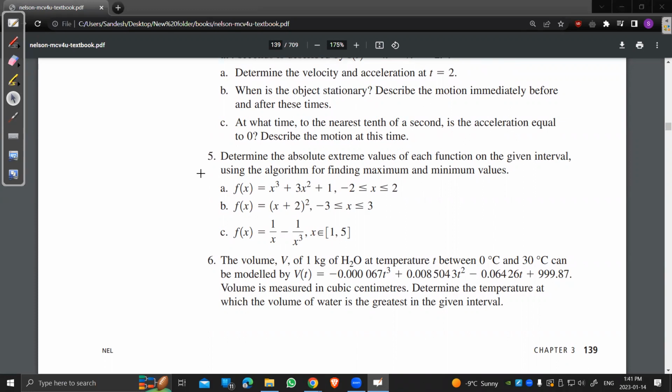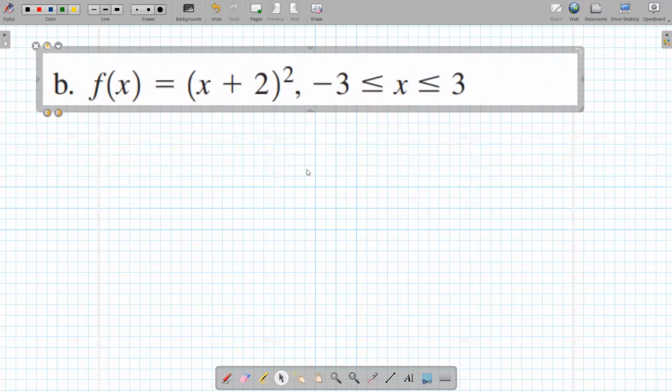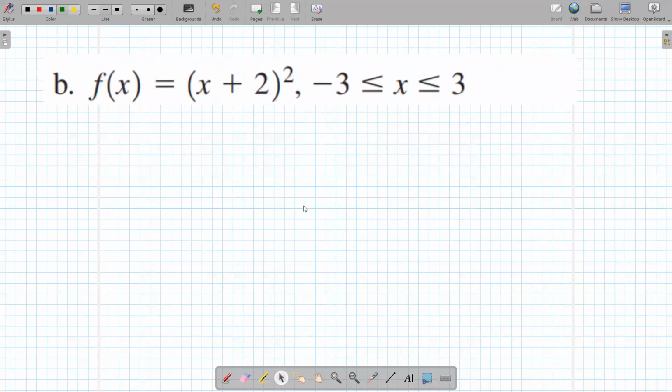Okay, it says find the maximum and the minimum values. Let's do this for this one. Max and min, right? Again, remember what happens at a maximum and a minimum. See, this is the maximum value. What's so special about this point? The slope is 0. Yeah, exactly. So let's first find the slope, and then we can see where it is 0.